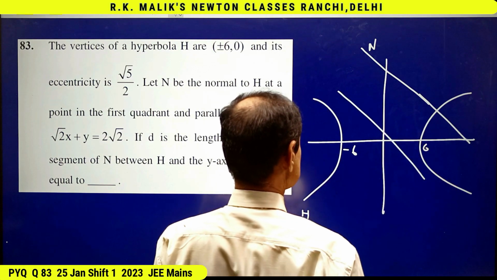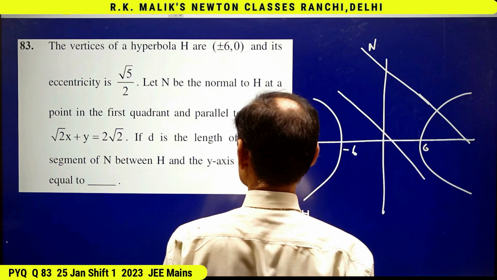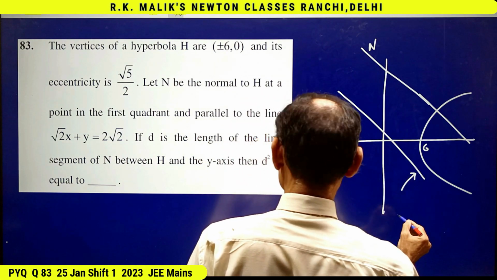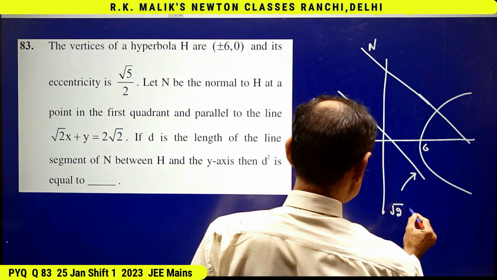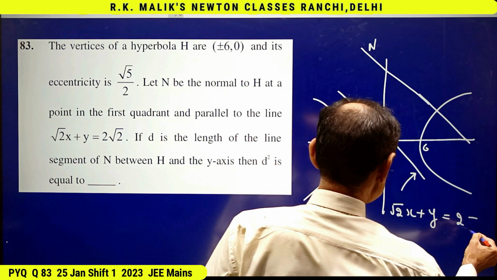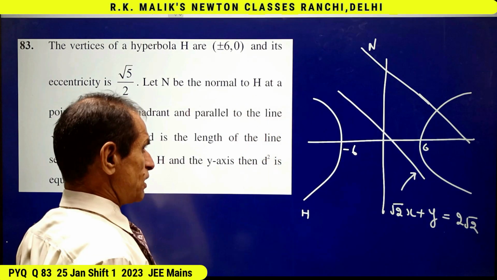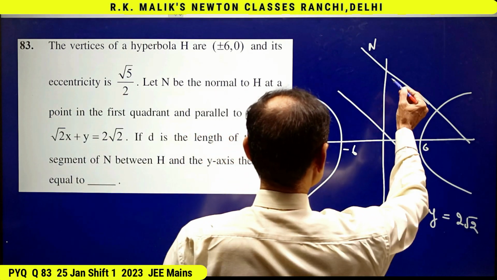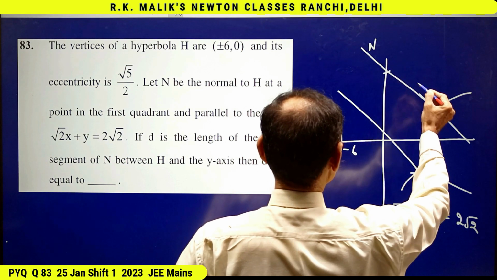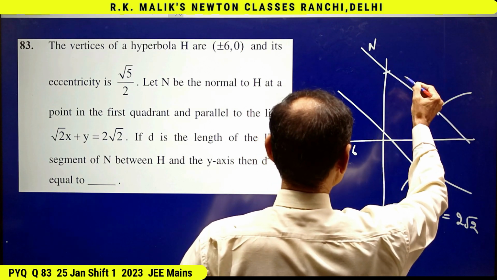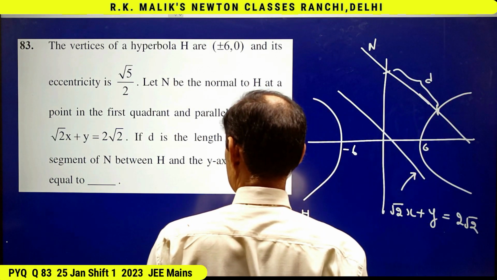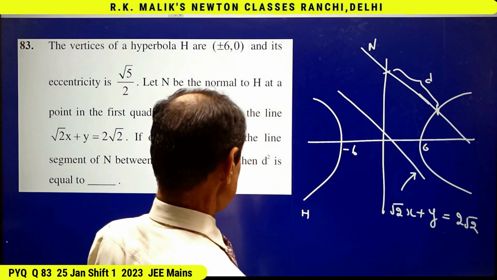this is a line to which this normal is parallel, and the equation of this line is root 2x plus y equal to 2 root 2. And the length of the line segment between the y-axis and the hyperbola, that is this length, is given to you as d. Then d square you have to find.